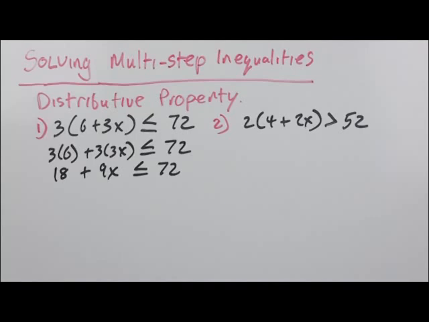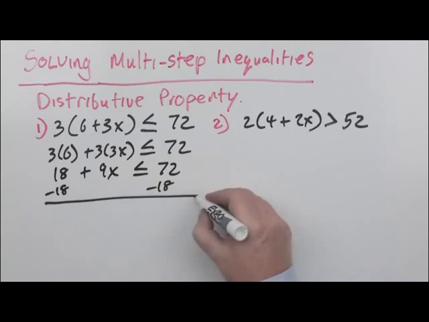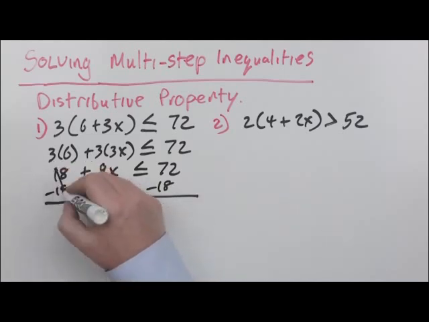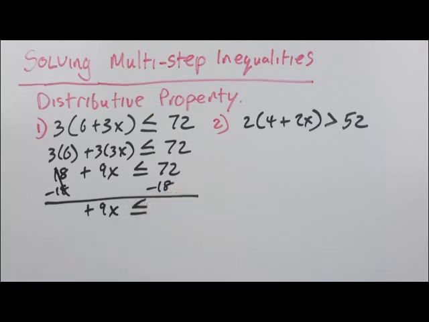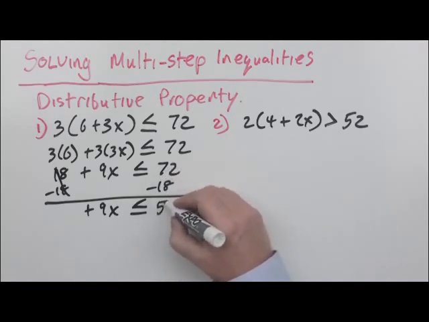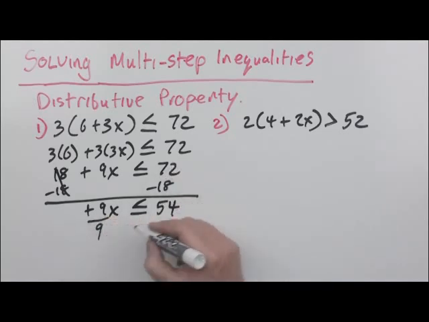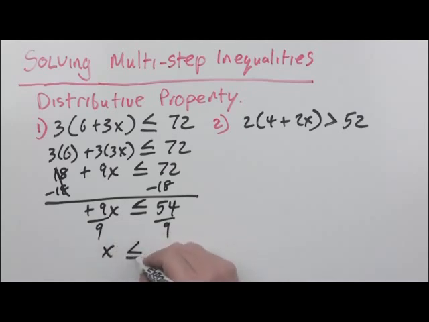First I have to subtract the constant, to get the constants and the variables on opposite sides. Subtract 18. That cancels out here, and I've got 9x is less than or equal to, let's see, 72 minus 18 is 54. Divide by the coefficient, positive 9, and x is less than or equal to 6. And that is the answer. Okay, let's look at our next one.